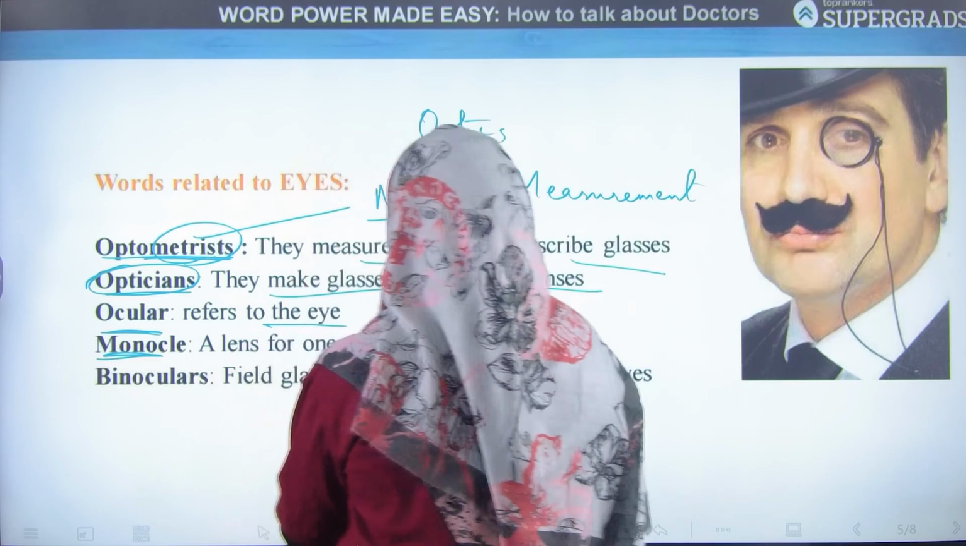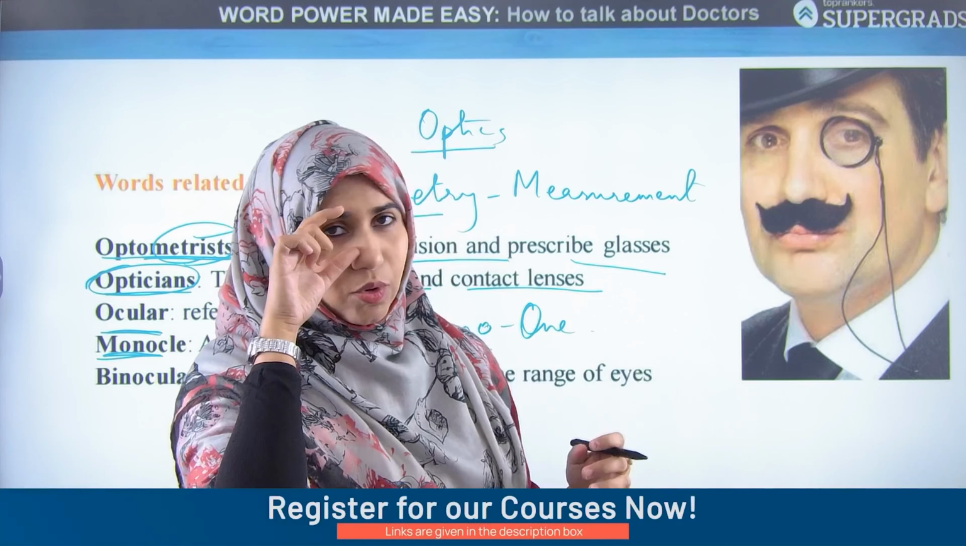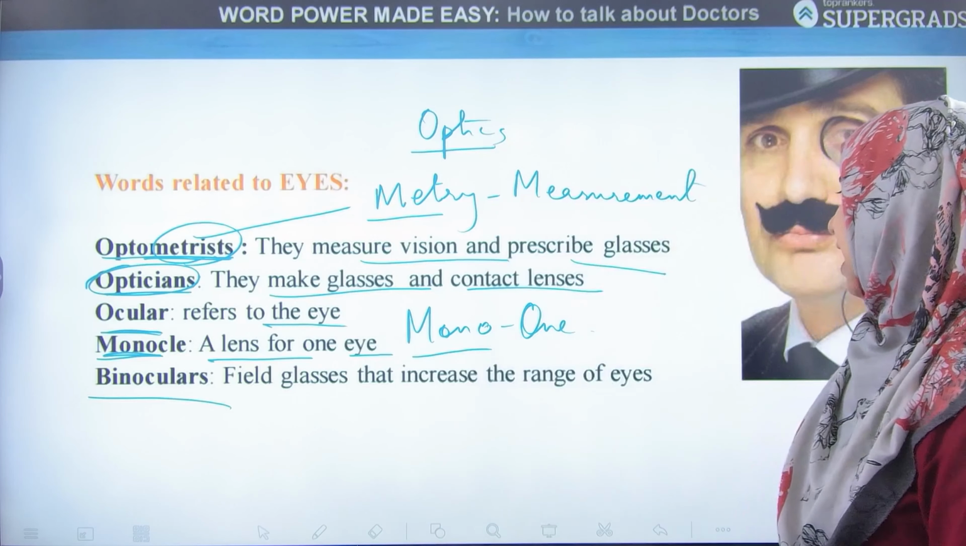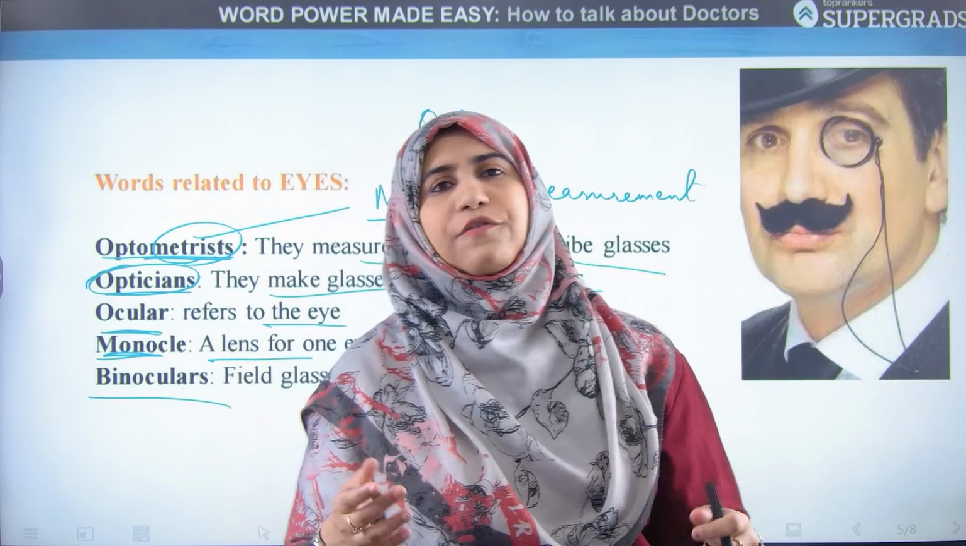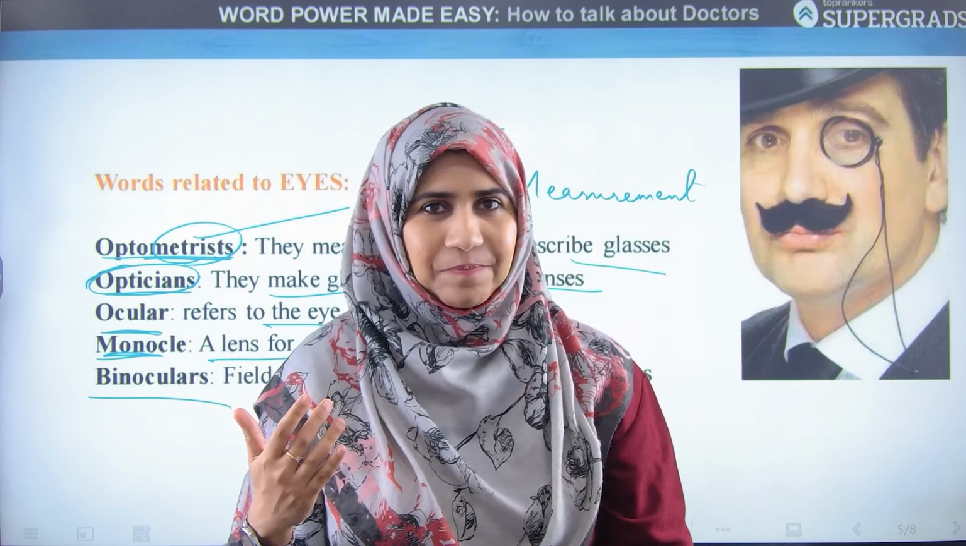If you have ever watched movies from the 60s or 70s, there were some characters who used to wear such monocles. So this was very popular way back, almost a century back. I don't know why it was popular, but yes, people used to wear this. All right. Binoculars. We all know what binoculars are. These are field glasses that increase the range of eyes. If you wear those binoculars, you can see distant things very clearly, right? Okay.